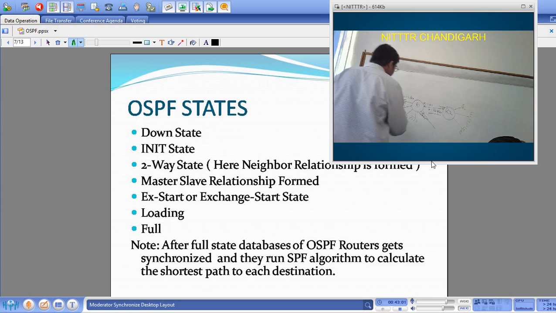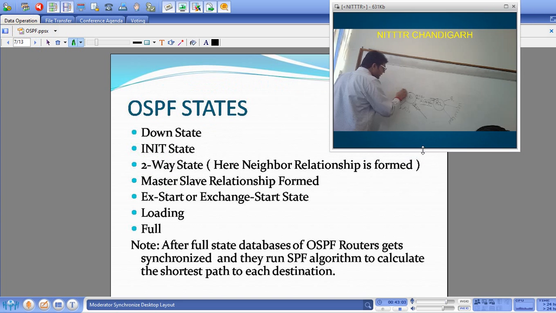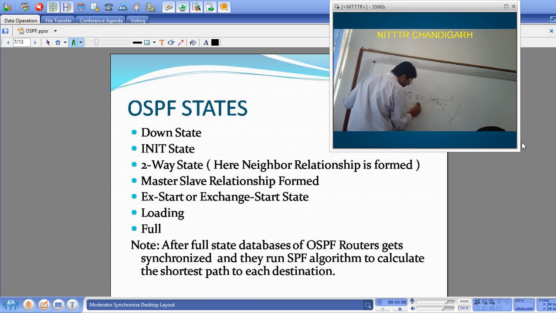Okay. The OSPF states now. इतना समझने में किसी को दिक्कत? रिमोट सेंटर्स, any doubt? Remote centers.